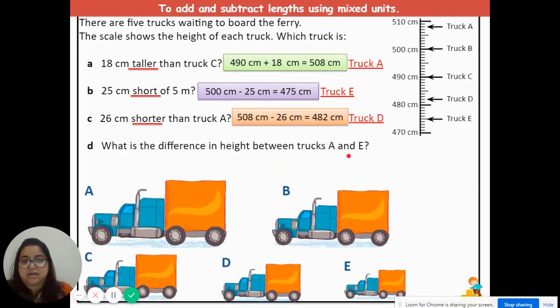Now last one. I want you to pause the video and find the answer to this. Think, use your observation skills as well and find the answer. Then play the video again to find out whether your answer is correct or not.